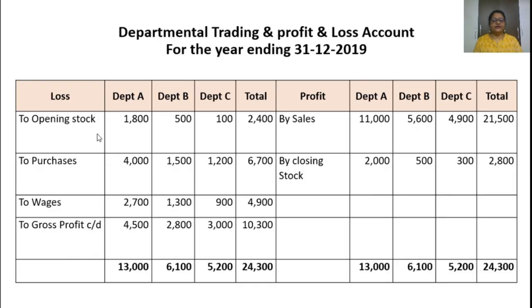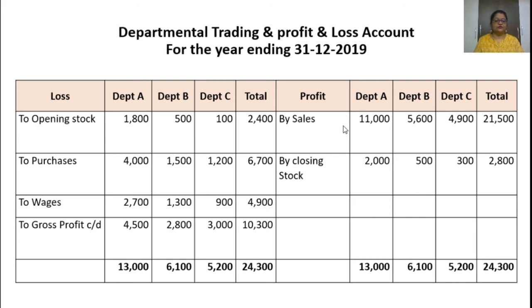Now let us see the trading account. First you write it as your normal trading account. You just start with opening stock, purchases, wages. The same way you write down all the opening stock 1,800, 500, 100, total 2,400. Purchases 4,000, 1,500, 1,200, 6,700. Wages 2,700, 1,300, 900, total 4,900.